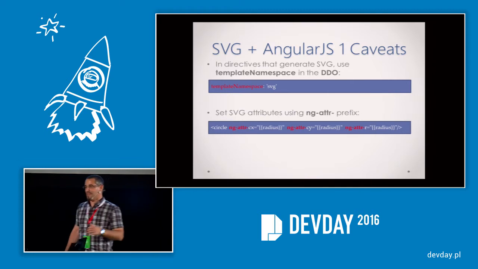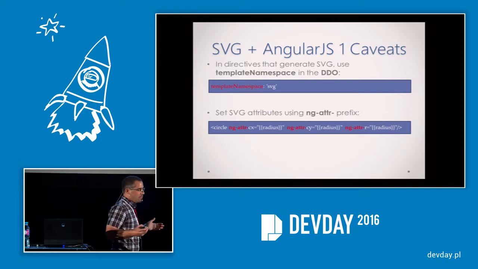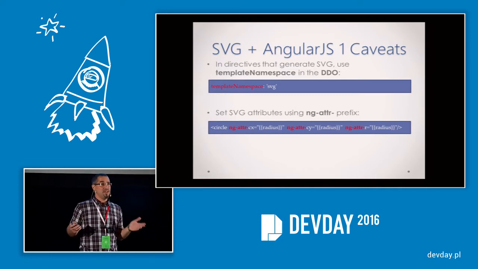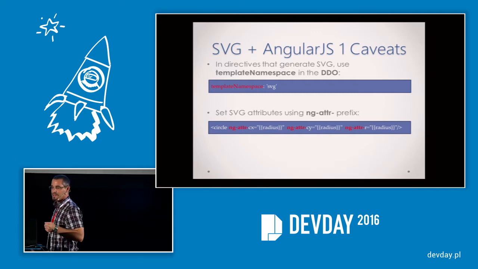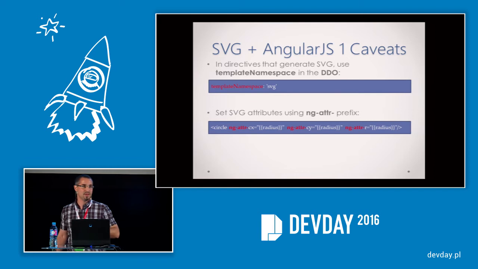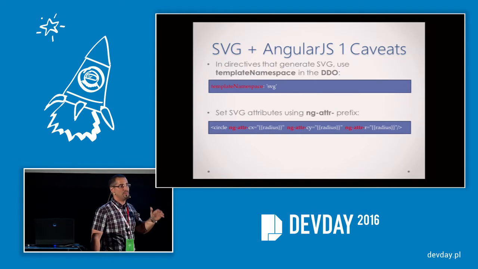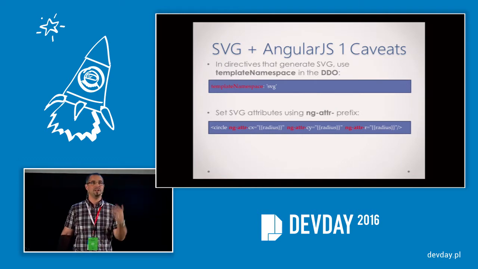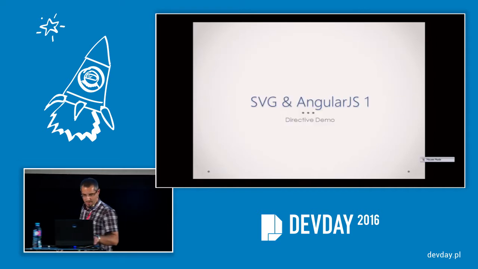Okay? The second caveat is, once you create things inside of the SVG, SVG doesn't know what data binding is in Angular. So if you use curly brackets, it will fail. So if you ever use SVG with Angular, you need to put a prefix called ng-attr- in front of every attribute that you're using, and then Angular will understand that it's going to be data binding, and the expression will be evaluated, and it will work. Cool. So let's see a demo.